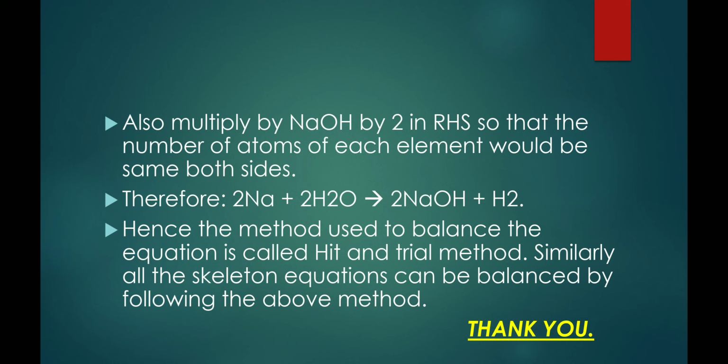You see, in this equation, the left hand side has 2 sodium atoms and the right hand side has 2 sodium atoms. The left hand side has 4 hydrogen atoms, and the right hand side has 2H plus H2, 4 hydrogen atoms. The left hand side has 2 oxygen atoms, and in the same way, on the right hand side we see 2 oxygen atoms. So the method used to balance the equation is called the hit and trial method.